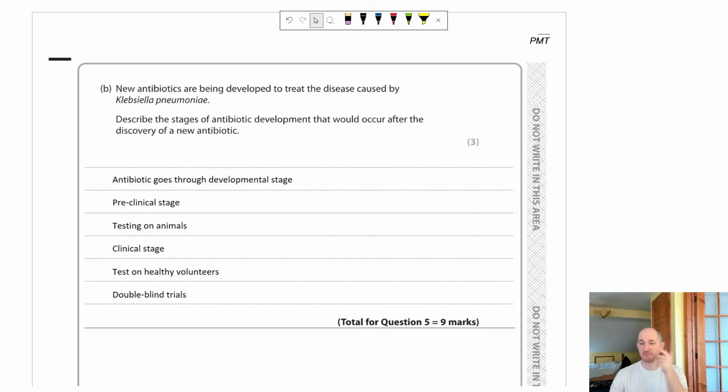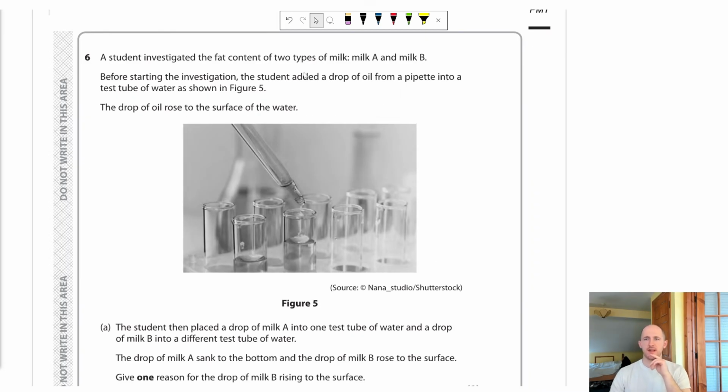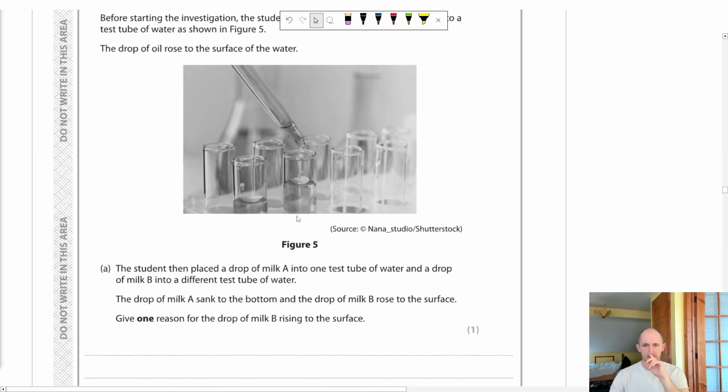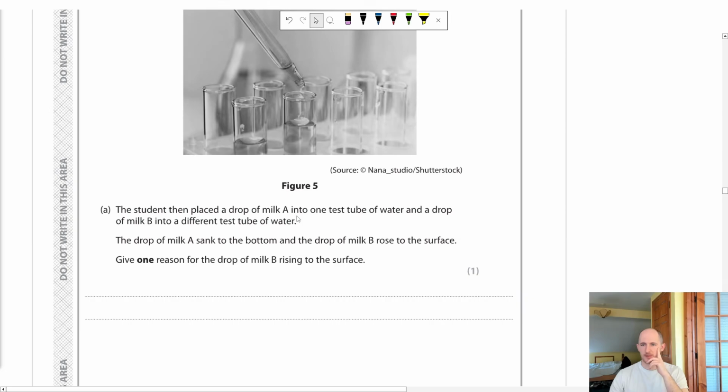Pretty cool. So he investigated the fat content of 2 types of milk, A and B. He added a drop of oil from a pipette into the test tube of water, and in water it floated to the top. The student placed a drop of milk A into one test tube of water and a drop of milk B into a different test tube of water. The drop of milk A sank to the bottom, whereas in B it rose to the surface.